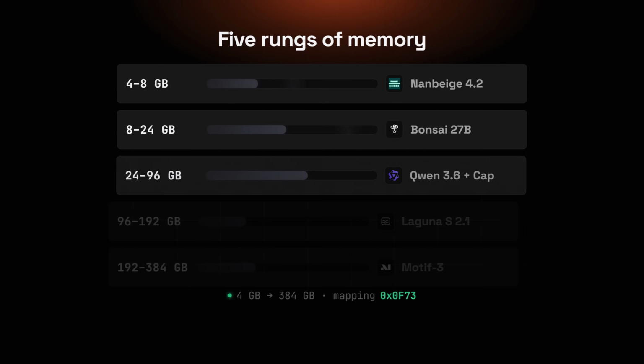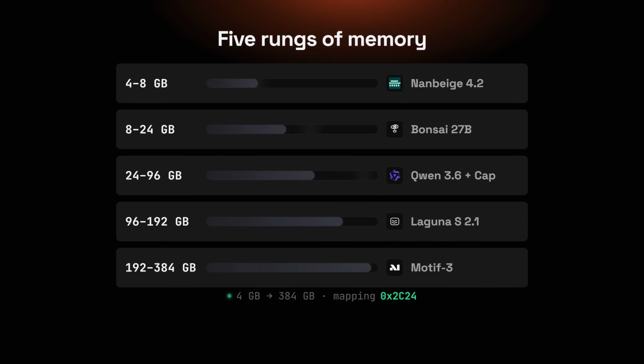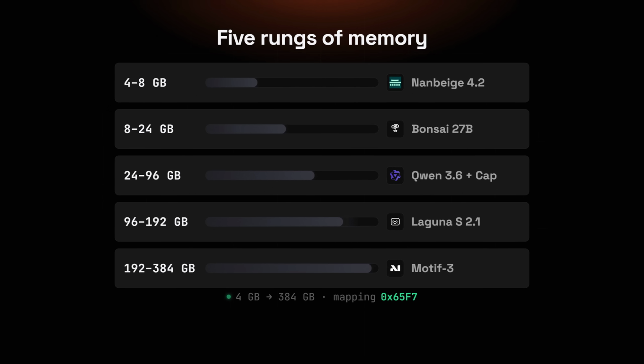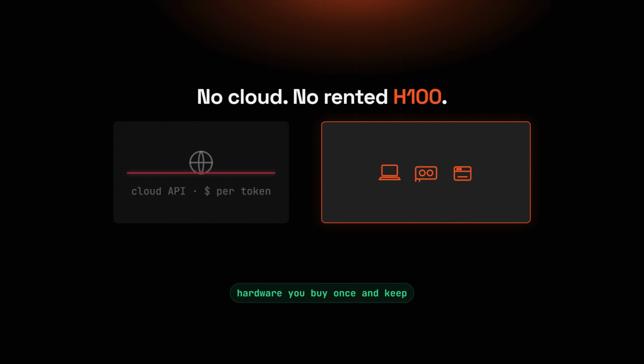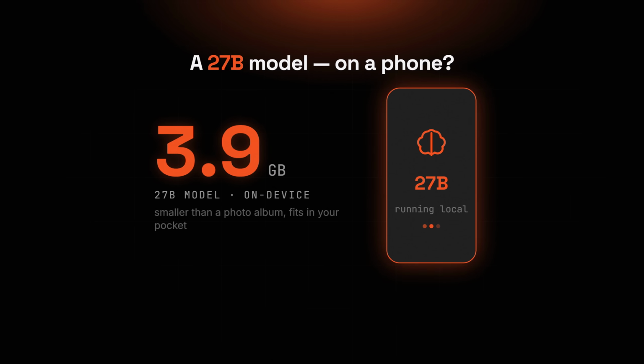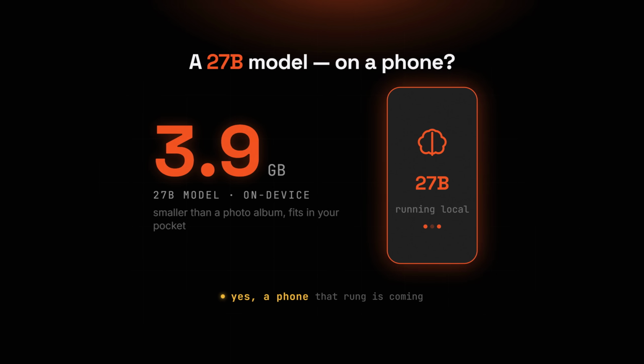So this is a ladder. 5 rungs of memory and the single best open model that fits on each one right now in July. No cloud subscription, no renting an H100. These all run on hardware you can buy and keep. One of them is a 27 billion parameter model that fits on a phone. Yes, a phone. That rung is coming.